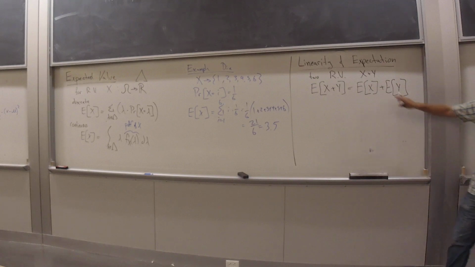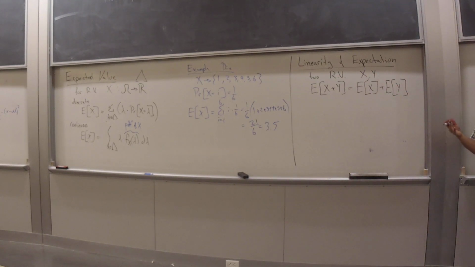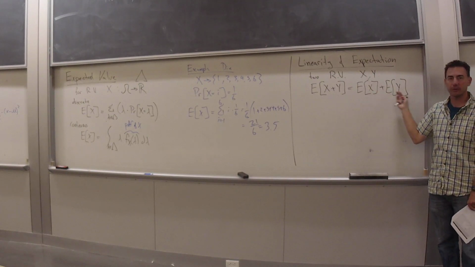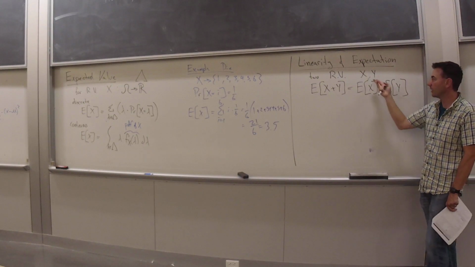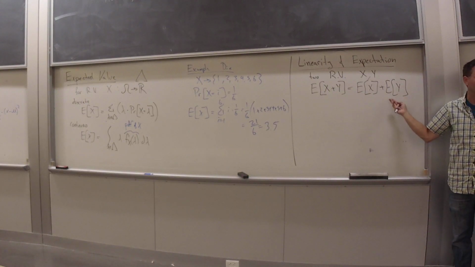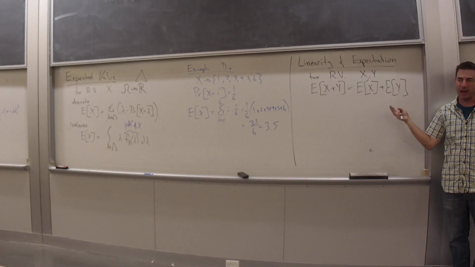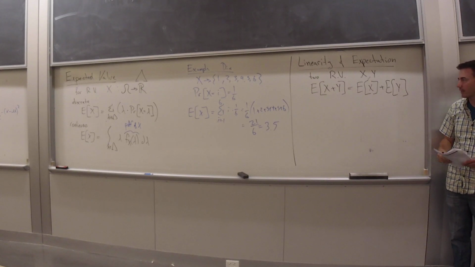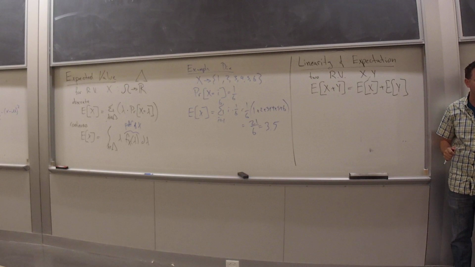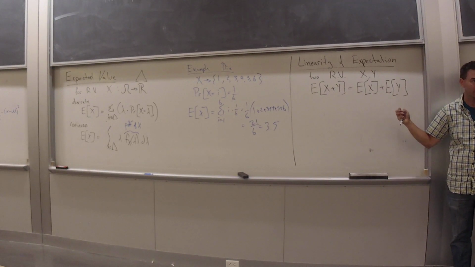Okay, so I have two random variables, x and y. If all I know about them are their expectations, then I know that the expectation of the sum is the sum of the expectations. I can decompose it this way. This will not be true of all operations we do on random variables, but the fact you can do this with expectation is pretty important.